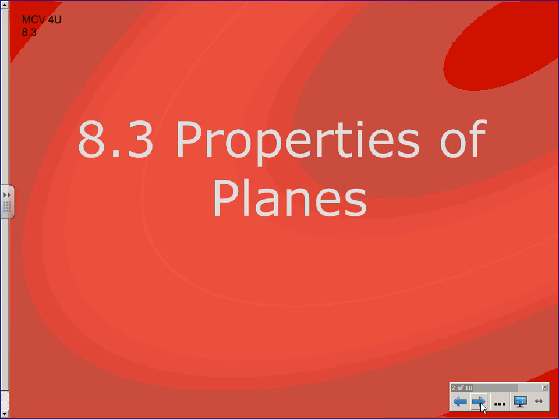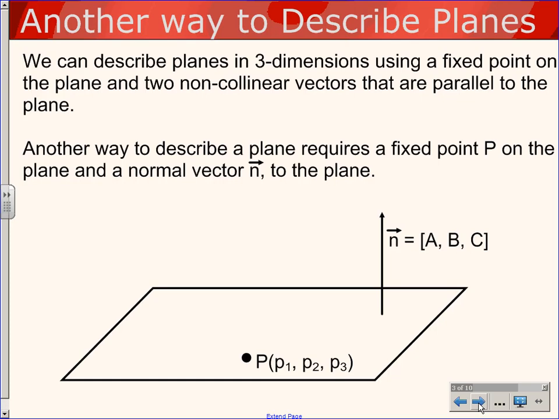Now technically the title of section 8.3 is called Properties of Planes, but really what we're looking at is a different way of being able to write the equation of a plane. All we've got to work with so far was that vector equation. And remember, the vector equation had 2 parameters in it, and our x, y, and z value. 2 direction vectors, 1 fixed point. There's a lot of information required to write the equation of a plane. So what we're wondering here is if there's another way to do it.